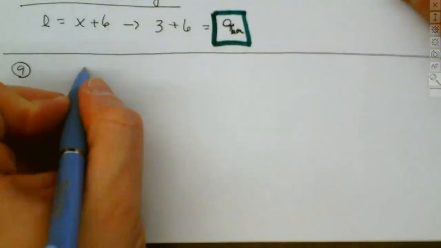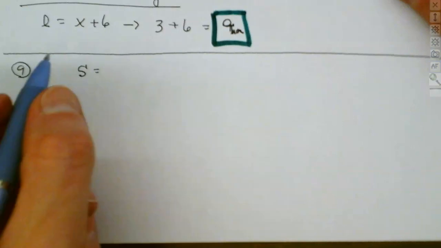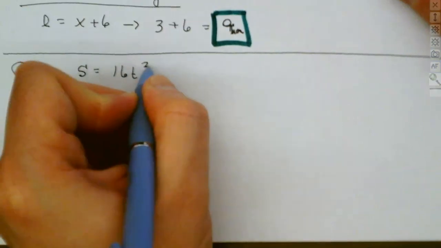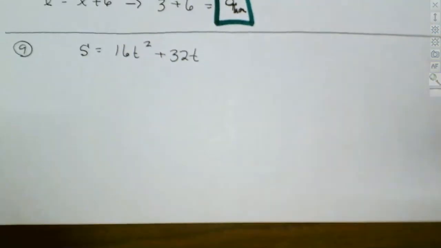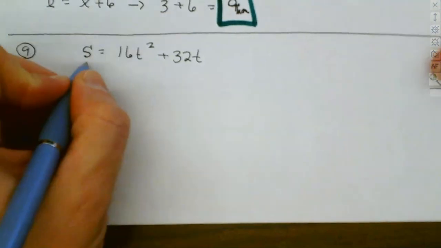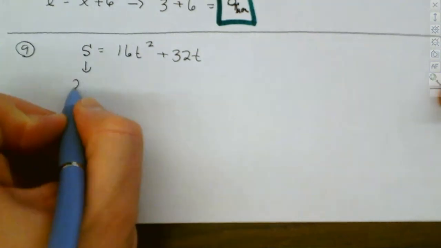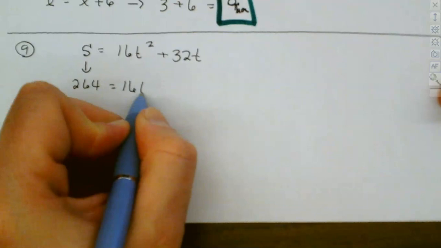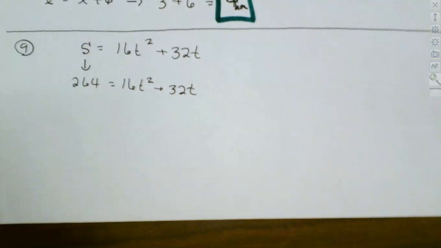So if we replace it, we've got s equals, here's our original equation, s equals 16t squared plus 32t. By the way, that 16, that's the effects of gravity. If you take a physical science course or a physics class, you would talk more about how we came up with this equation, but in this course, we just use the equation. And we want this height, s, to be 264. So all we need to do is replace that s with the 264.